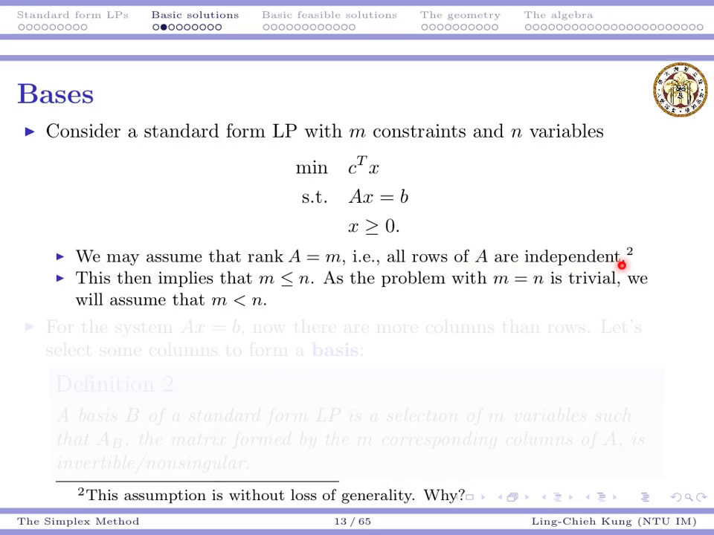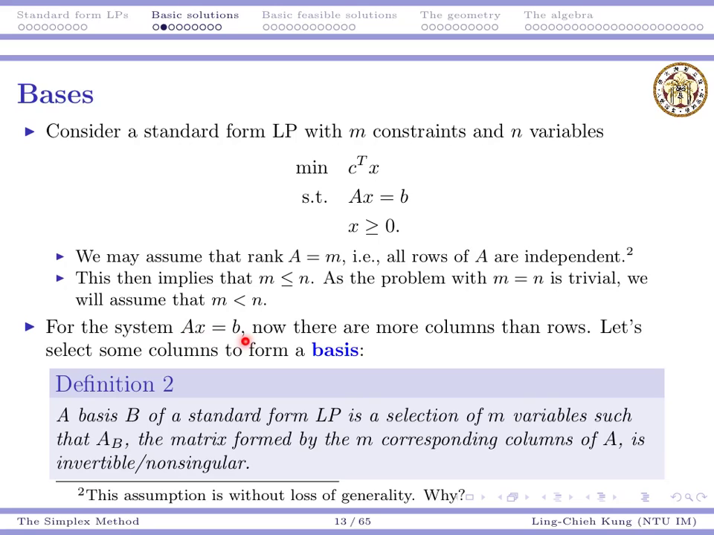And then, if we accept that this is true, this will imply that m cannot be greater than n. If m is greater than n, it's impossible for all the rows of A to be independent, right? So m is less than or equal to n. If m is n, then the problem is too trivial. There can be at most one solution. We just get one feasible solution, so either that's optimal or the problem is infeasible. So in the below, we will assume that m is less than n so that this problem is hard enough.